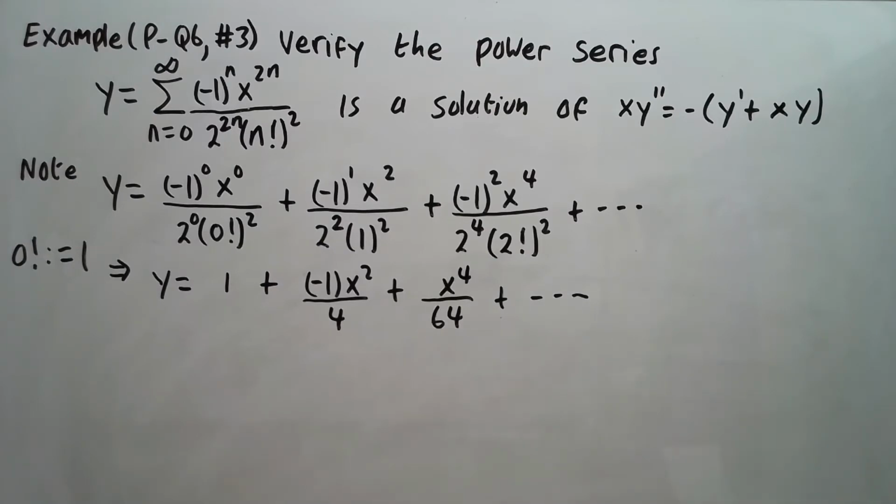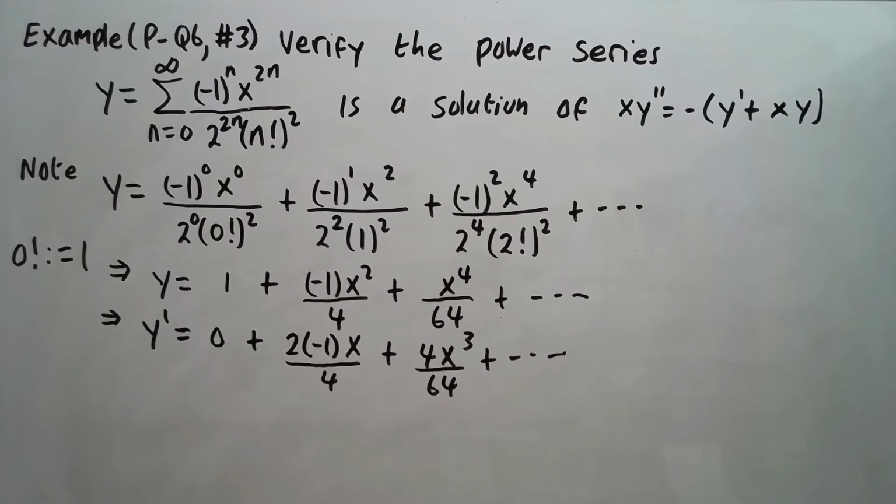So when I take the derivative, then the 1 will disappear. So let's note that here. Now when I take the derivative, the derivative of 1 is 0. And this will become 2x in front here. This will become 4x cubed here.